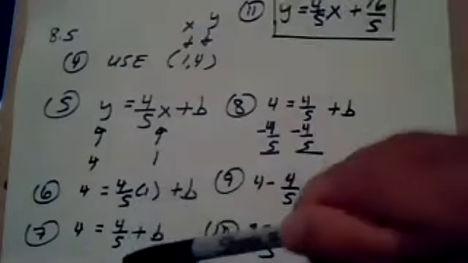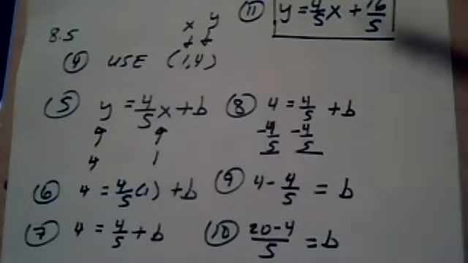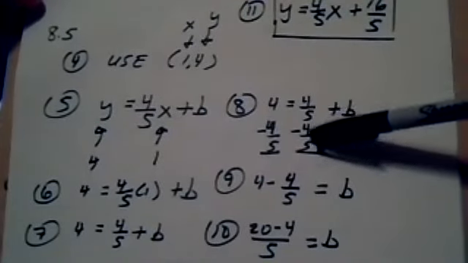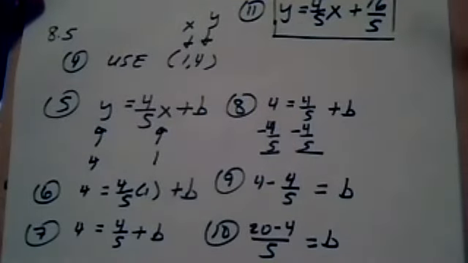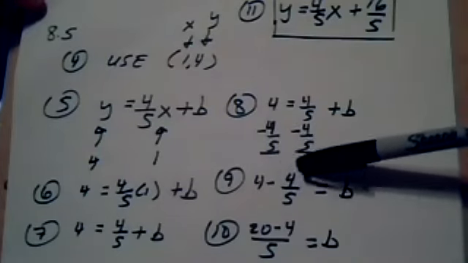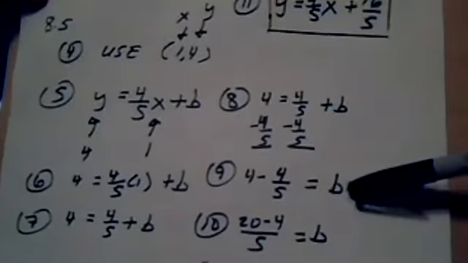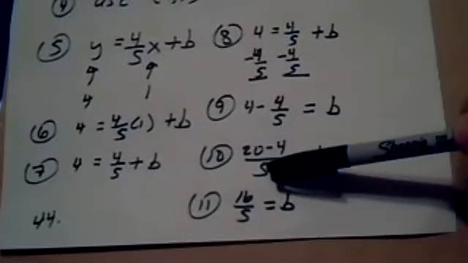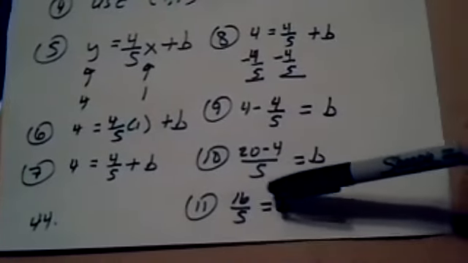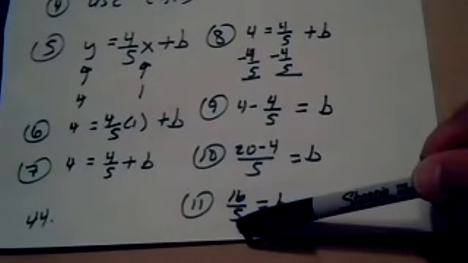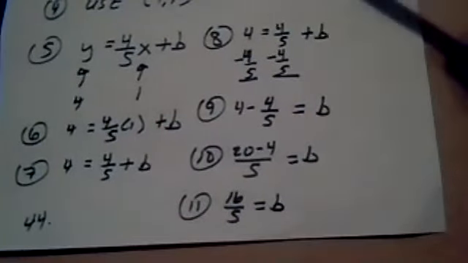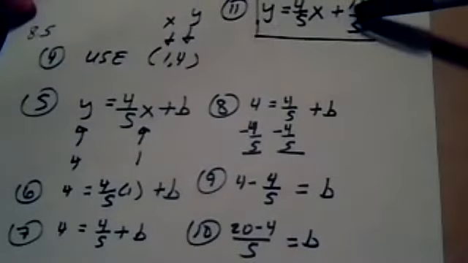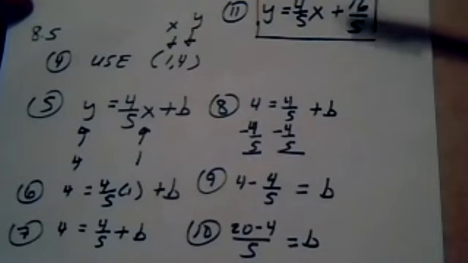We need to get this 4/5 to the other side. So you get it to the other side by subtracting. So now you have 4 minus 4/5 equals b. Get a common denominator, 20 minus 4 divided by 5. So b turns out to be 16/5. So now that we have the m, you plug it in where the m goes, and the b goes here. This is the equation of the line that goes through those 2 points we talked about.